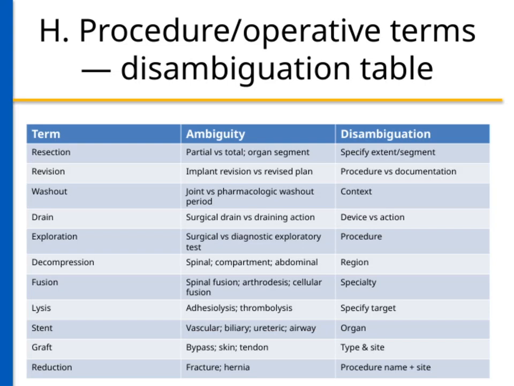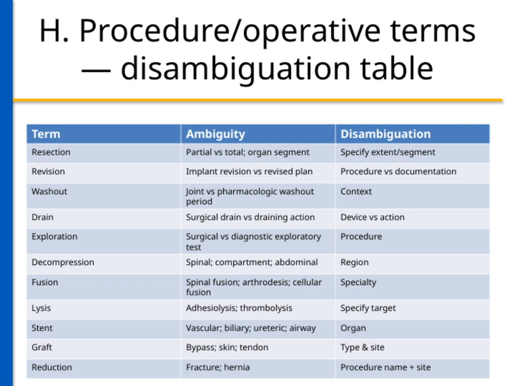Let's take a closer look at some common surgical terms that can be quite ambiguous without proper clarification. First, we have resection. This term can refer to either a partial or total removal of an organ or a specific segment of an organ. To avoid confusion, it's important to specify the extent or the particular segment involved. Next is revision. This term can mean different things depending on the context, either an implant revision or a revision of a surgical plan. Clarifying whether we're talking about the procedure itself or the documentation helps prevent misunderstandings.